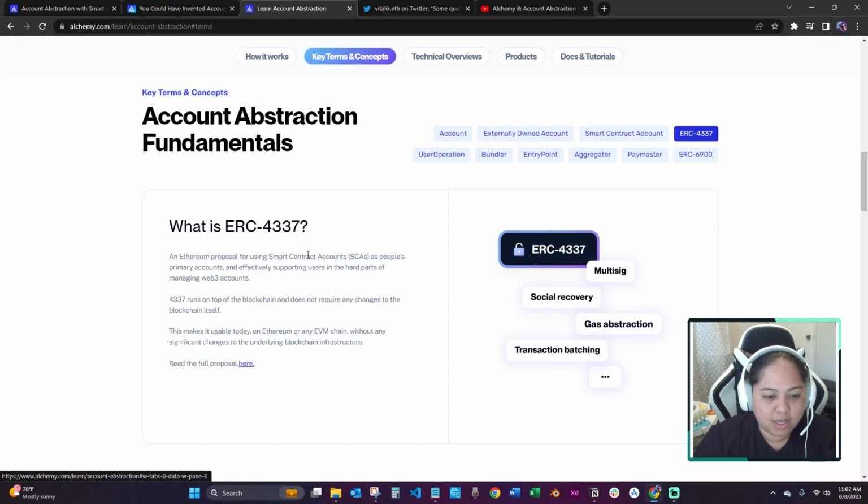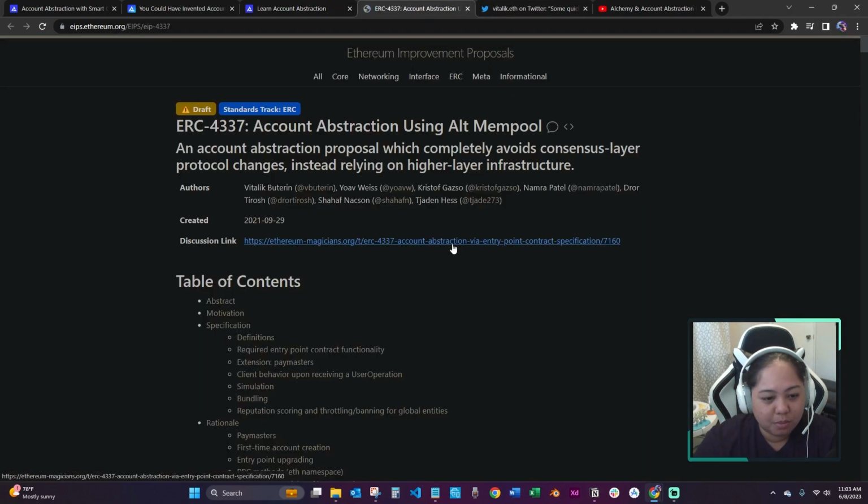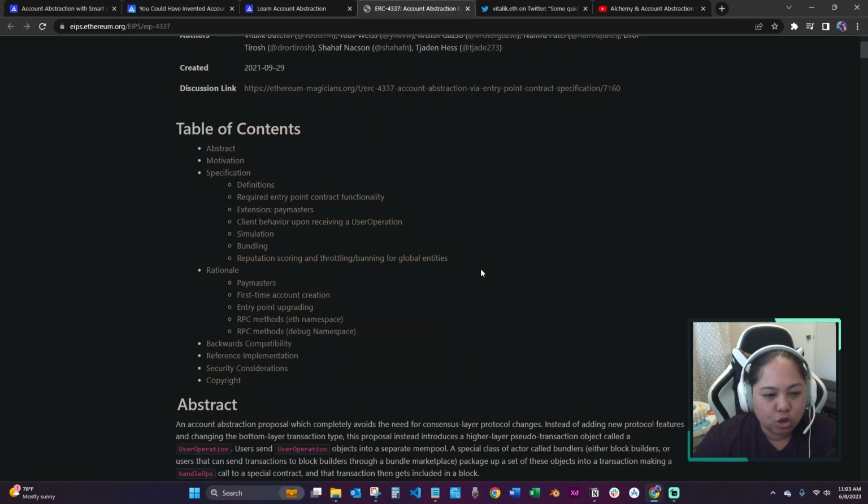So the 4337 runs on top of the blockchain instead of on or in the blockchain, so that it doesn't need to change the blockchain itself. And that's why it's a lot faster for people to implement 4337 versus something like the ERC 6900, which I'll talk about later on. And of course, you can read the proposal here if you want to look into the whole nitty-gritty: account abstraction using alt mempool, and an account abstraction proposal which completely avoids consensus layer protocol changes, instead of relying on higher layer infrastructure.